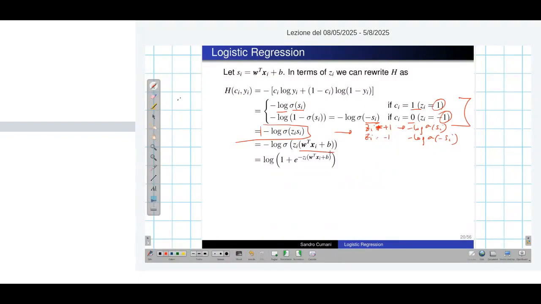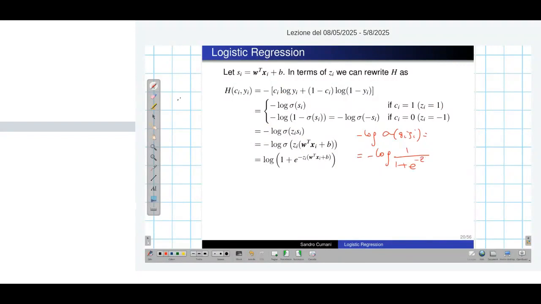Now I substitute back my Si. Or if you prefer, I have minus logarithm of sigma of Zi Si, which I write as minus logarithm of the sigmoid, exponential of minus Zi Si, in this way. Now bring this minus inside the function. Minus logarithm corresponds to taking the inverse of what is inside the logarithm, which means logarithm of 1 plus exponential of minus Zi Si. And then if you want, you can rewrite Zi explicitly. So this is the cross entropy for one sample.